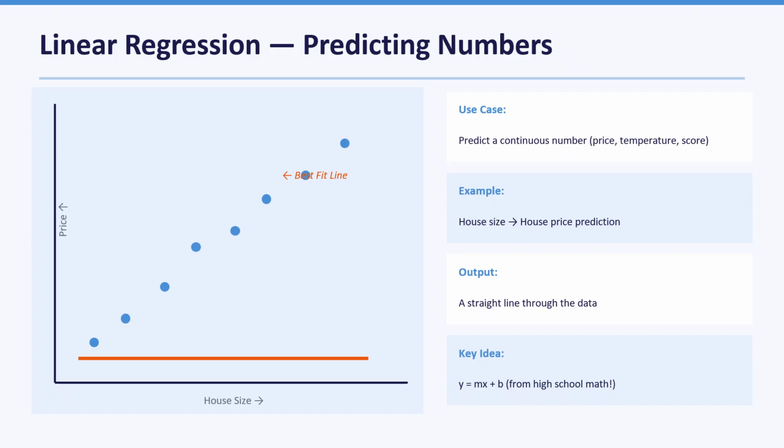If you plot house size on the x-axis and the price on the y-axis, you get a scatter of dots. Linear regression finds the best fit straight line through those dots. Once you have that line, you can predict the price of any new house just by plugging in its size. The formula is literally y equals mx plus b, the same equation from your high school maths class. Other examples, predicting exam scores from study hours or predicting temperature from month of year. If your output is a number, think linear regression first.